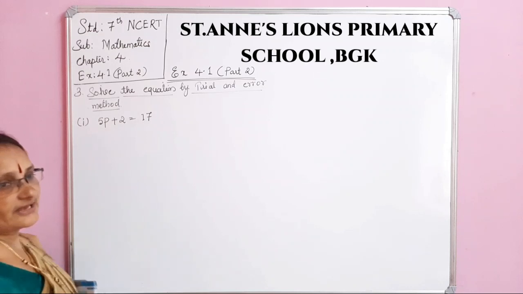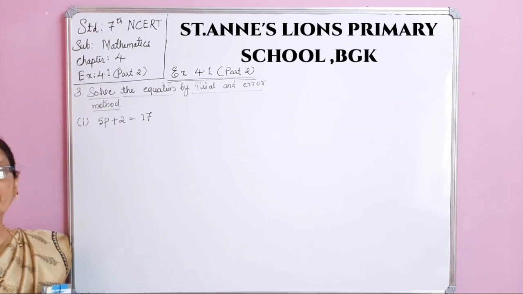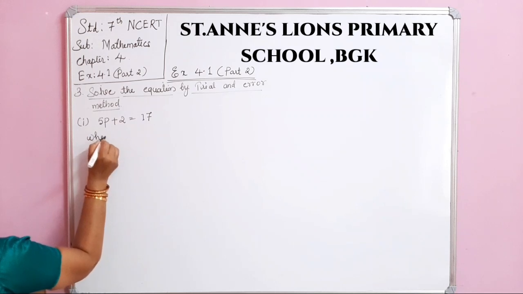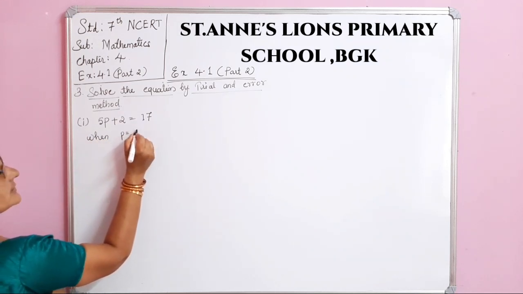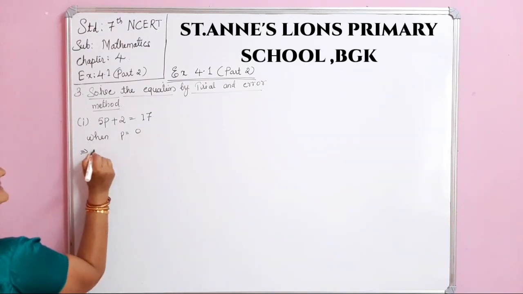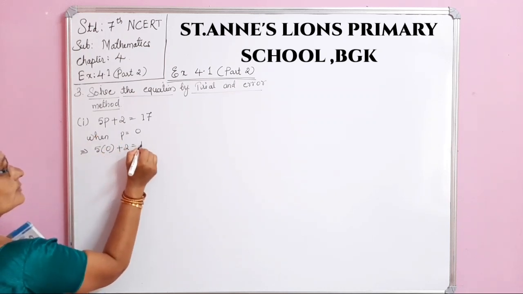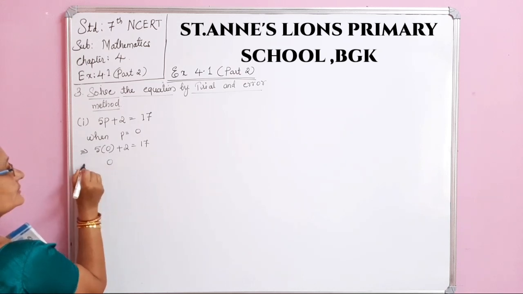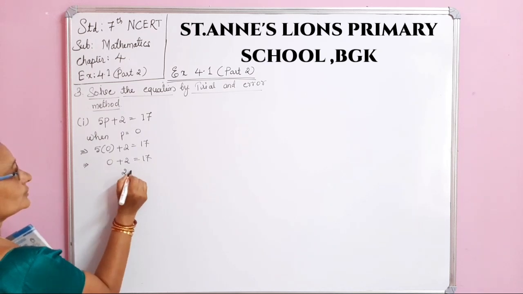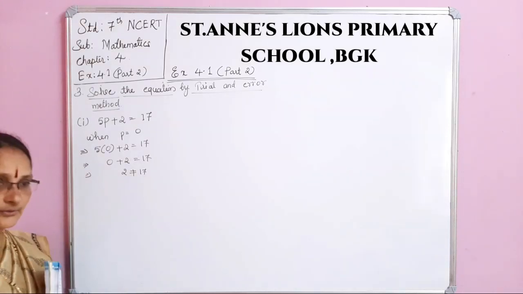Now we don't know what is the value of p here. We don't know the solution of this equation. Okay, then how to find out? By trial and error method. When p equal to 0 we will take first. So this implies that 5, in place of p we have to take 0, plus 2 is equal to 17. 5 zeros are 0, plus 2 is equal to 17. See here, 2 is not equal to 17.